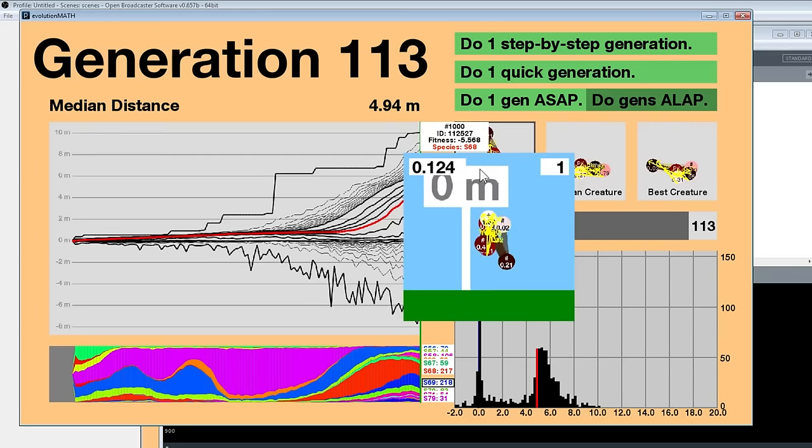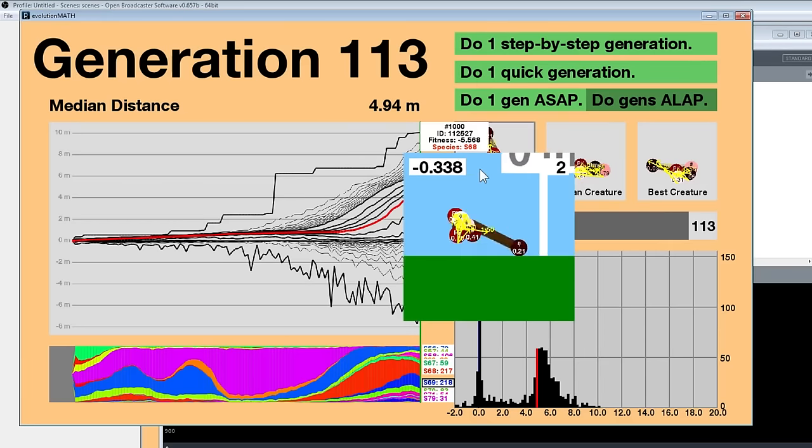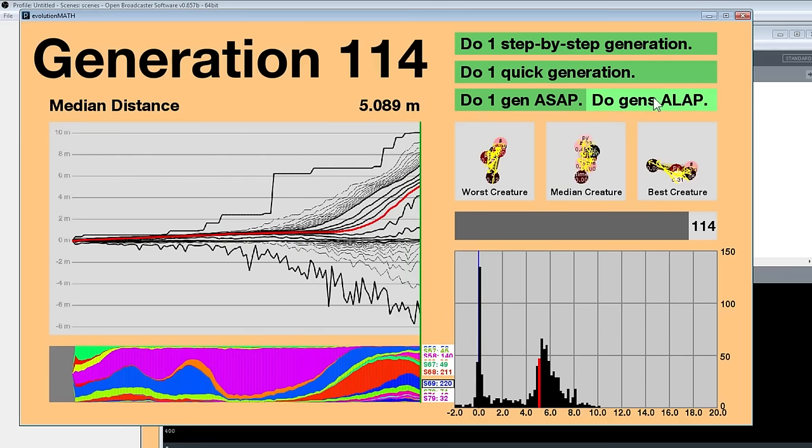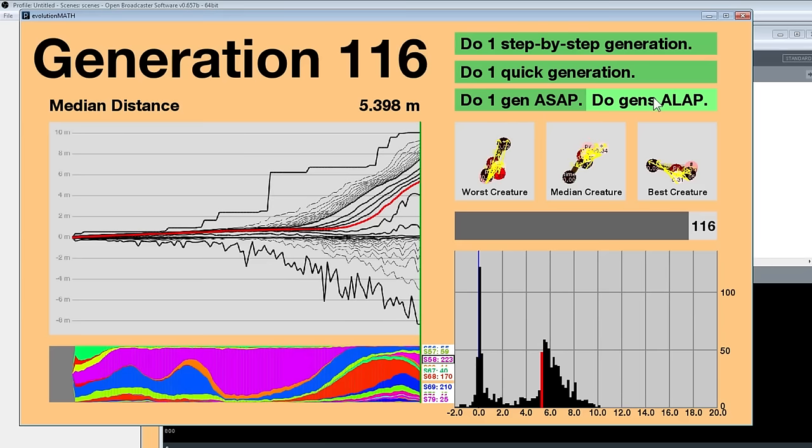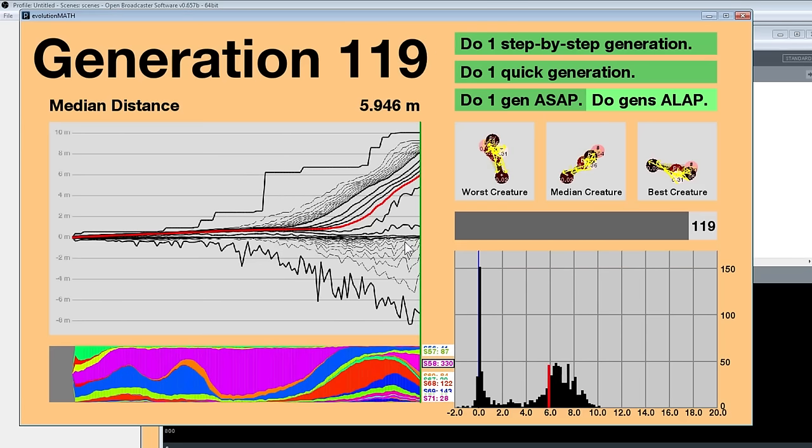And then the worst creature is just another disgrace. So like I said, I don't know the long-term result of this. I think I went to about generation 200 or 300, but I don't know what happens after that. And hey, look at that, S58 is now the majority.